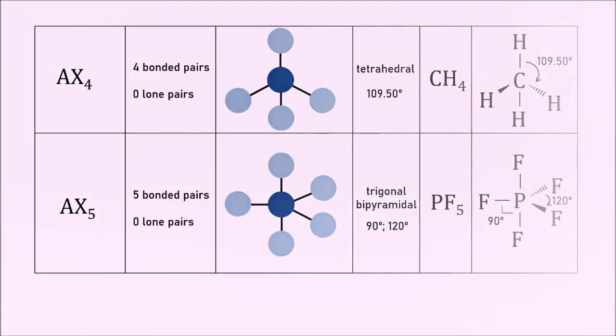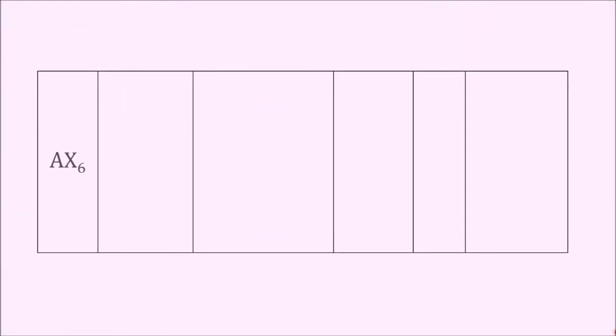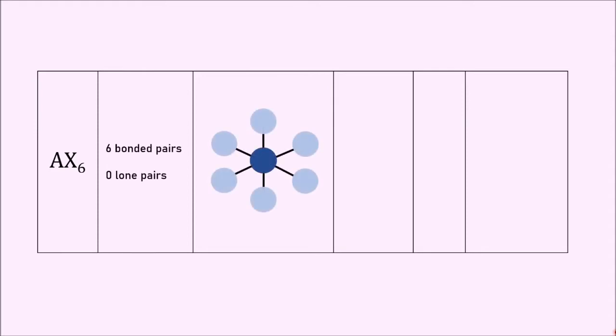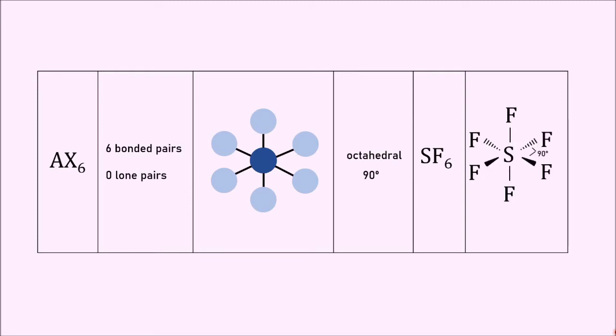And finally, we'll have a look at molecules in the form AX6, where we have 6 bonded pairs and still no lone pairs. This one's a bit easier to imagine. This is what the geometry would look like, and we actually call it octahedral. Again, if you imagine we were to draw a shape in 3D by making faces with all of the atoms joining them together, we would get an octahedron. The bond angle would actually be 90 degrees, and an example of this is sulfur hexafluoride, SF6, and this is how we would demonstrate the shape of the molecule.